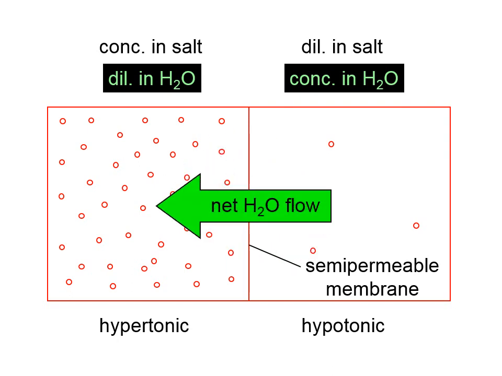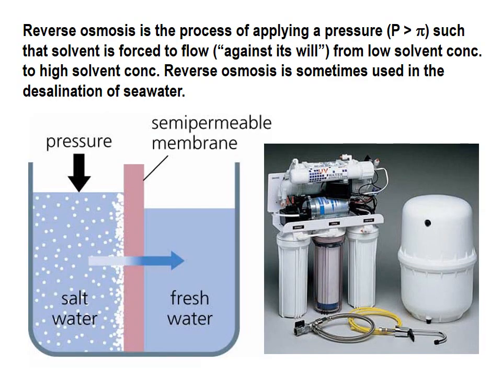Would there be a tendency for salt to migrate to the right? A net flow of salt to the right? And the answer is yes, but the semi-permeable membrane does not allow the passage of salt. It does allow the passage of water. Reverse osmosis is the process of applying a pressure greater than the osmotic pressure, such that solvent is forced to flow against its will, you might say, from low solvent concentration to higher solvent concentration. Reverse osmosis is sometimes used in the desalination of seawater.